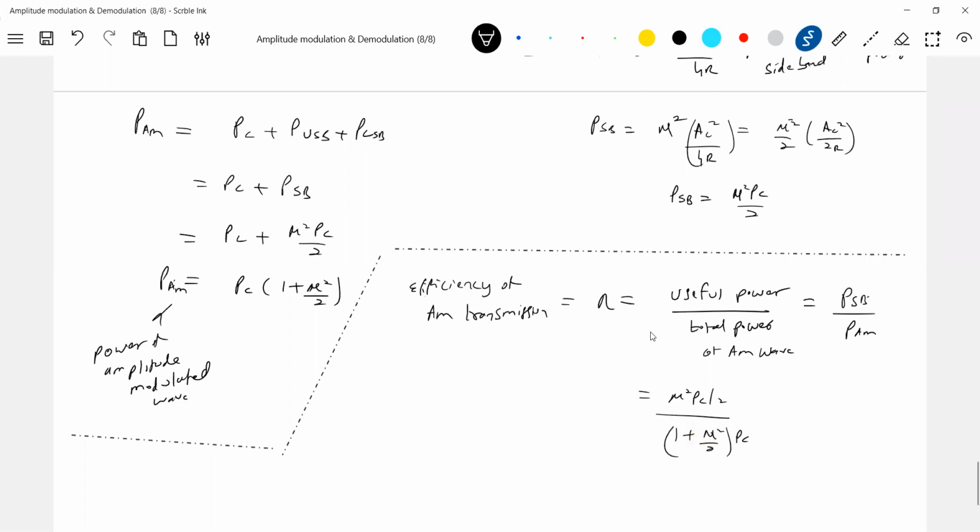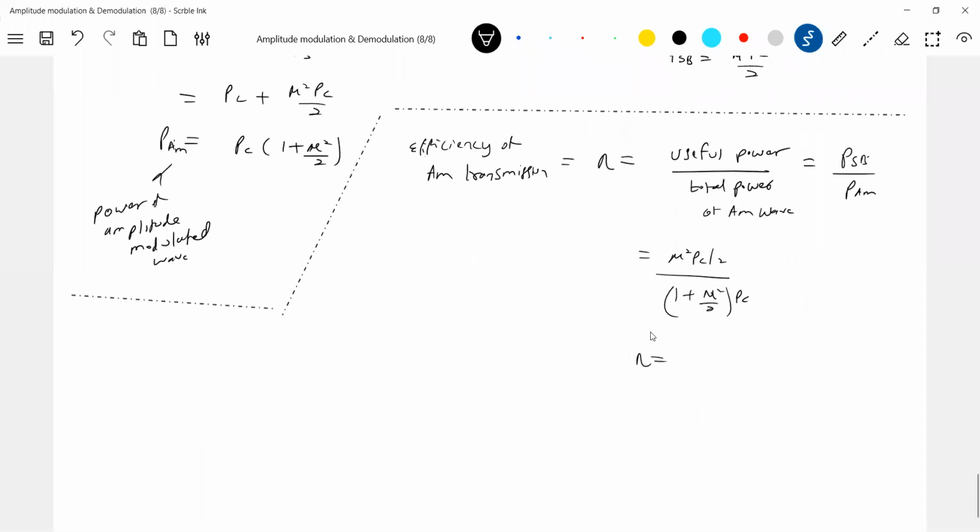Just a formula, nothing big. Already you know from AC, no? V square by R. Since Vm we know, Vrms square by R should be the power, AC power. We don't know Vrms, but we have maximum peak value. So Vrms we write as Vm by root 2. Instead of voltages, here I'm bringing amplitude A. So Pc gets cancelled. So finally, I'll end up with the equation for efficiency as mu square by 2 plus mu square.